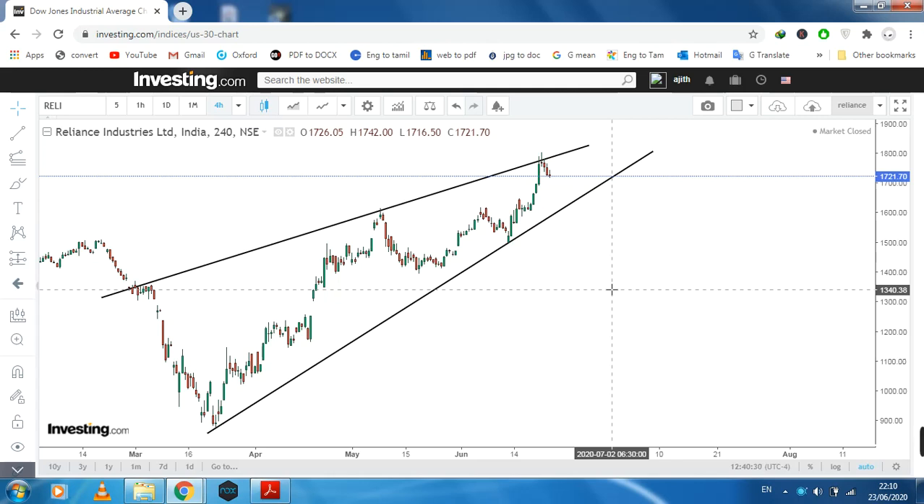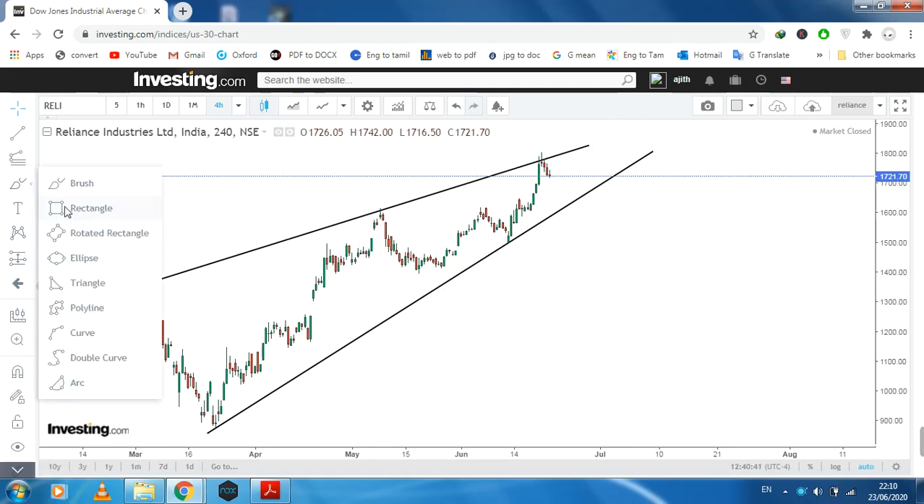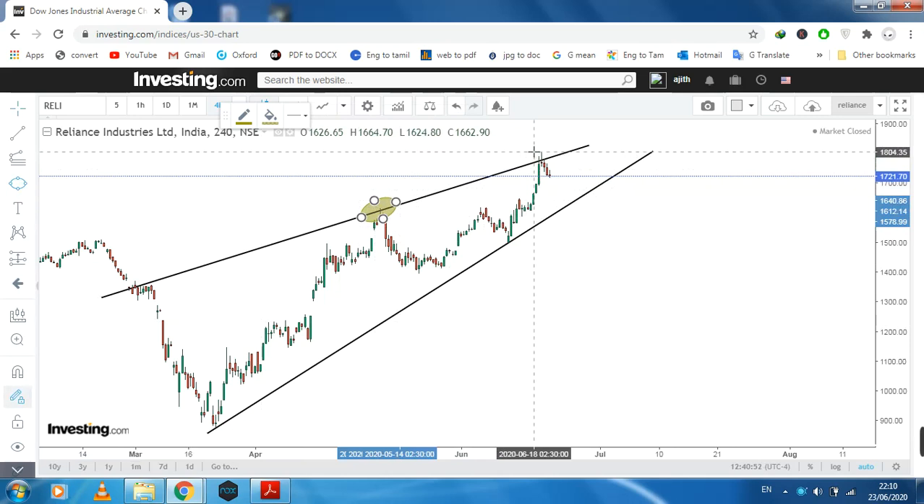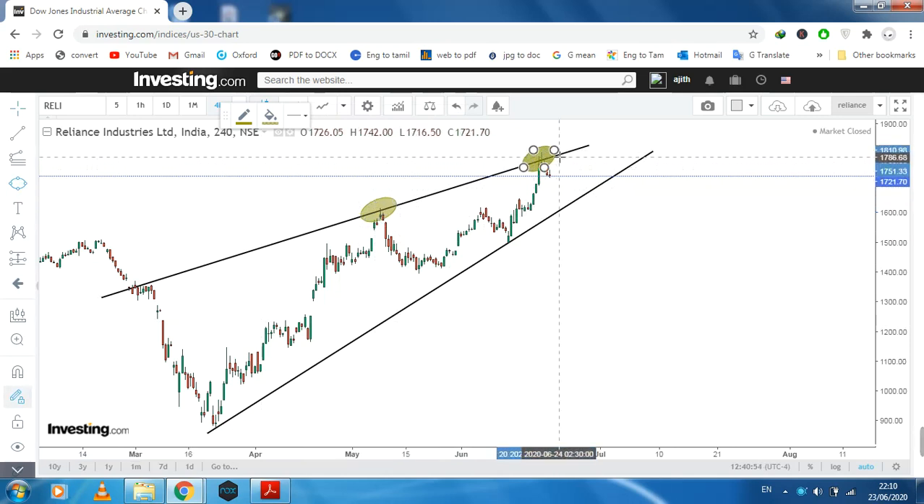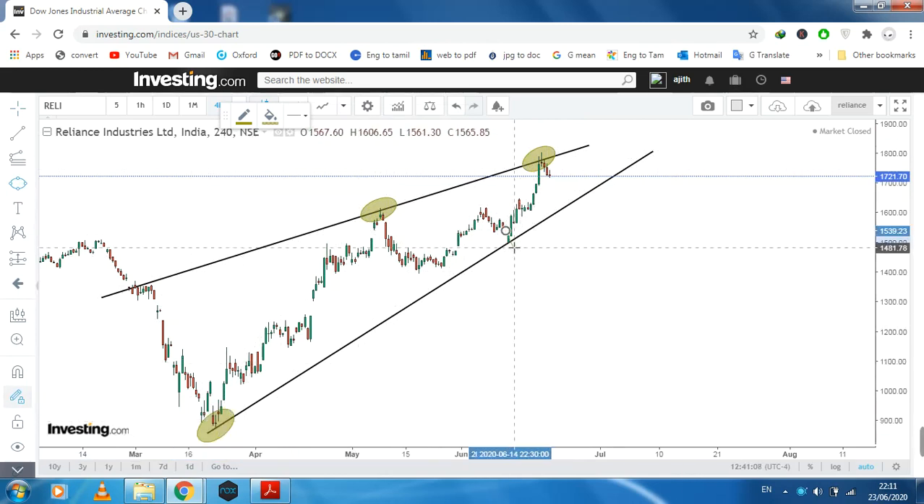It's a 4-hour chart. This is forming a rising wedge. You can consider this a rising wedge because we also have the touches in this pattern. This is one touch, and the second touch also here. At the top of this wedge pattern there are two touches, and the bottom also has two touches.